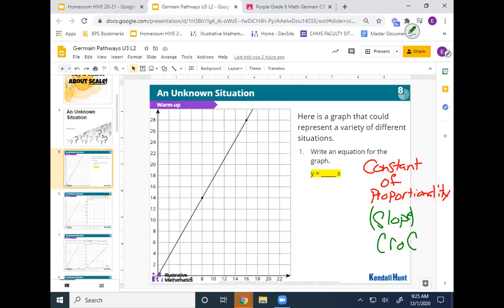So if we're looking at this guy right here, we can find our constant rate of change 2 ways, right? If we think back to how we did it last year, because this is a proportional relationship, that constant rate of change is going to be our y over our x, right? So if we look at one of these points here, what is our y value on that point?